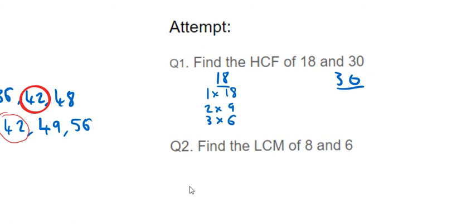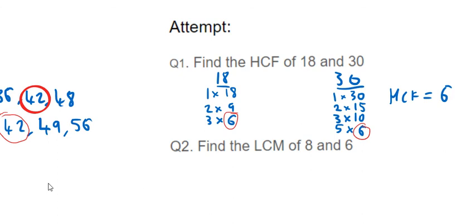Factors of 30 then, we could have 1 times 30, we could have 2 times 15, 3 times 10, 4 won't divide into it. Then we try 5, so 5 times 6. So we can see there that the highest one this time that is in both lists is 6. So the HCF of 18 and 30 is 6.